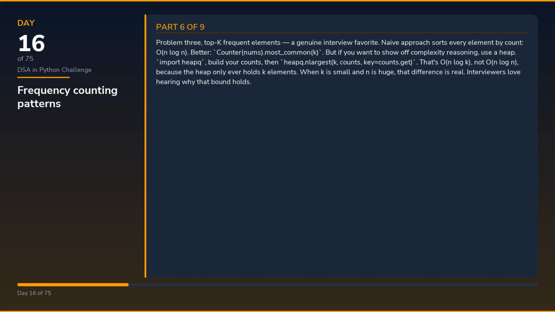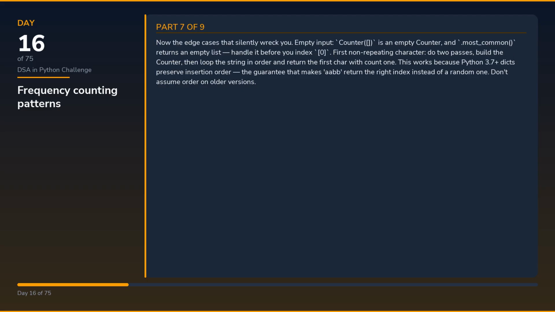Problem 3, top k frequent elements, a genuine interview favorite. The naive approach sorts every element by count, O(n log n). Better, Counter(nums).most_common(k). But if you want to show off complexity reasoning, use a heap. Import heapq, build your counts, then heapq.nlargest(k, counts, key=counts.get). That's O(n log k), not O(n log n), because the heap only ever holds k elements. When k is small and n is huge, that difference is real. Interviewers love hearing why that bound holds.